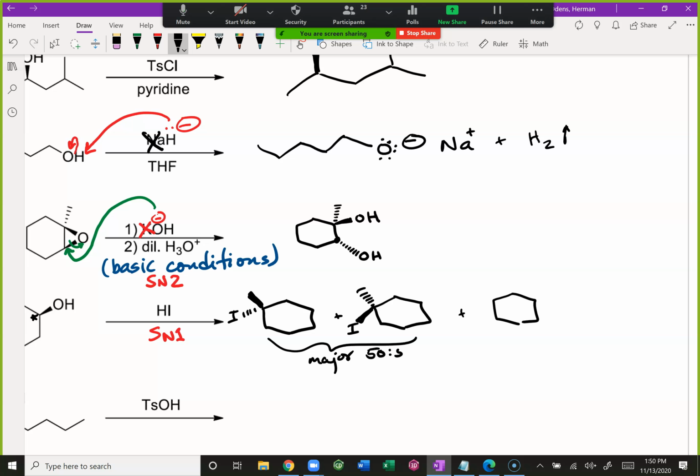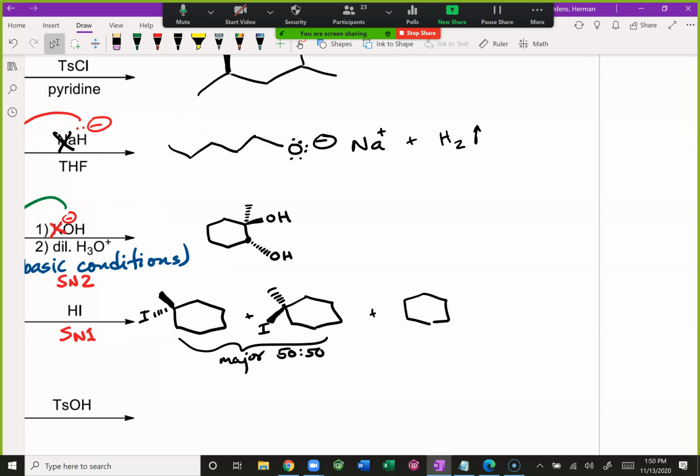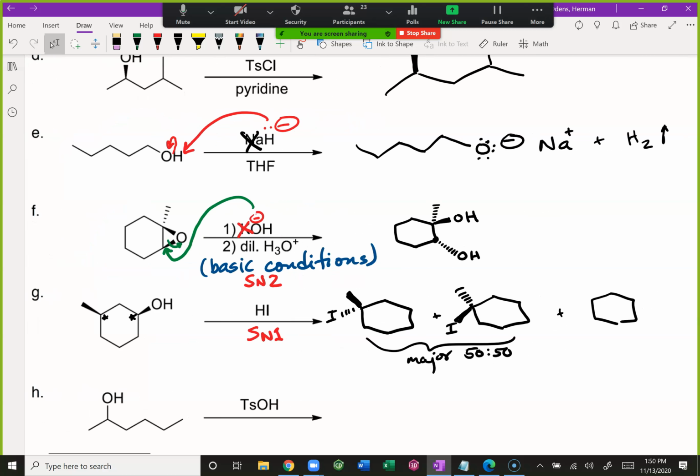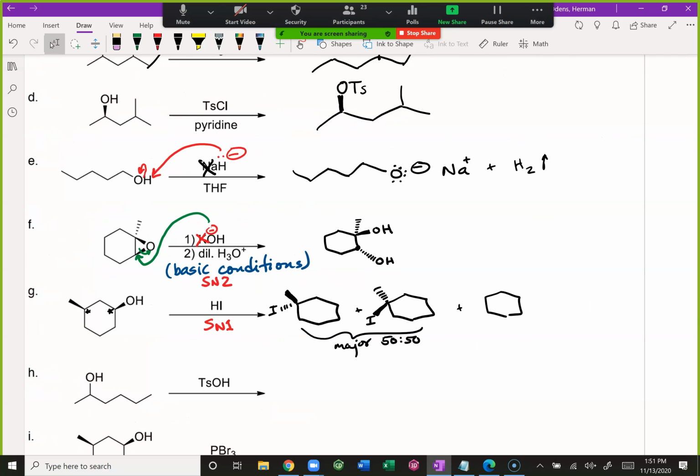50-50, because there are carbocation rearrangements. And the second one will be, let me make this smaller, methyl up and iodine up, or methyl up, that doesn't change, and iodine down. Also a 50-50 mixture. Couldn't you have one in the middle?